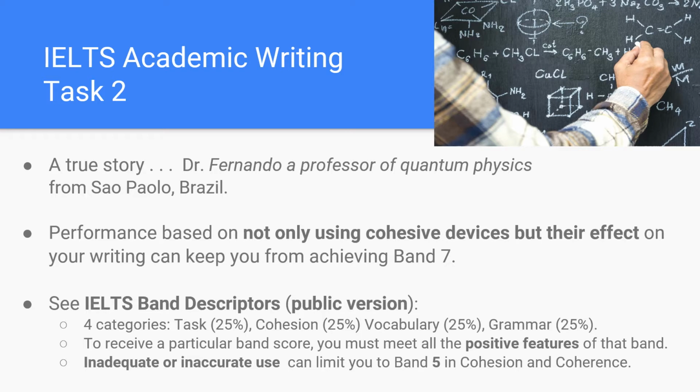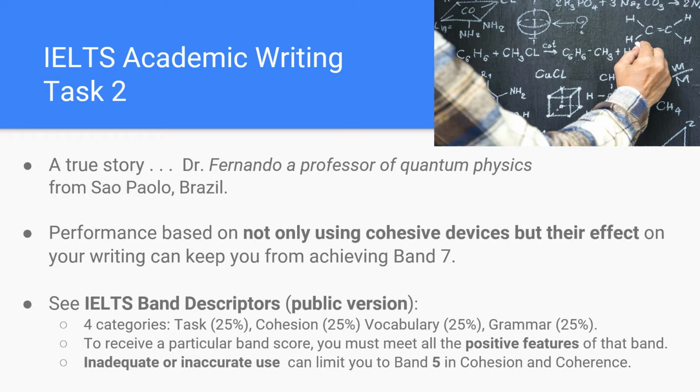It was in this course that an instructor reaffirmed to Fernando that cohesive devices were essential in achieving a Band 7. With this information, Fernando felt confident in taking his first IELTS test. When he received his results of a Band 6.5 in writing, he was shocked. How could this happen? Well, what Fernando did not realize was that showing that he knew many connecting words and overusing them was actually limiting his cohesion and coherence score.